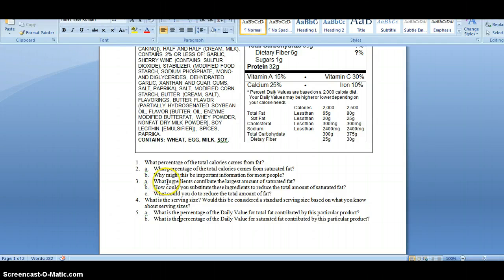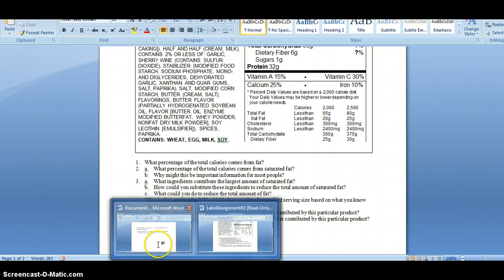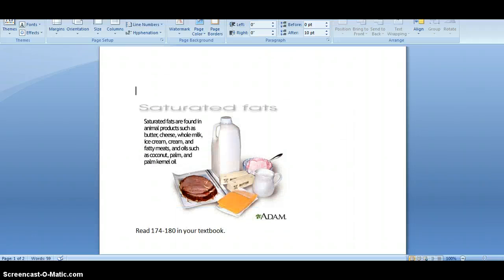The next question, what ingredients contribute the largest amount of saturated fat? So first of all, you need to know what types of food items are high in saturated fat. Your saturated fats are coming from your animal products, such as your butter, your milk, specifically your whole milk. Also comes from ice cream, regular creams, or whipping cream, or sour cream.